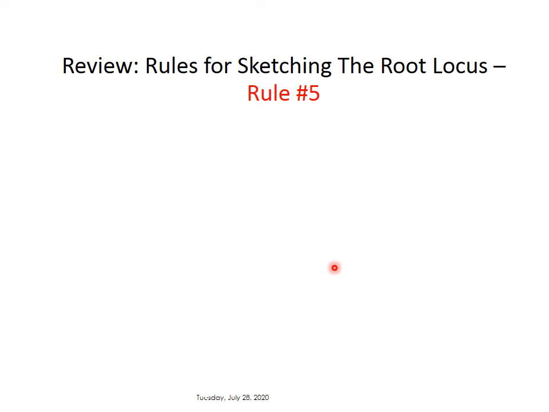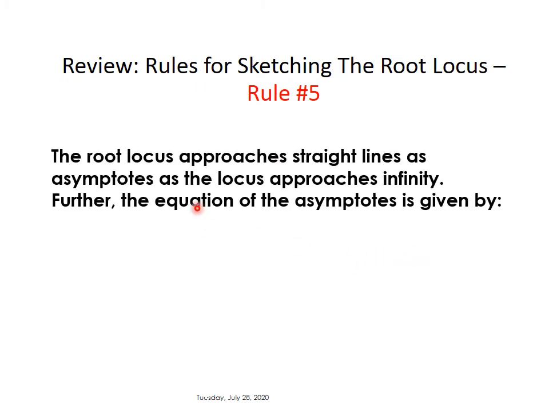And then we have the final rule for simple sketching. The rule says that the root locus approaches straight lines as asymptotes as the locus approaches infinity. Okay, the root locus approaches straight lines as asymptotes as the locus approaches infinity.